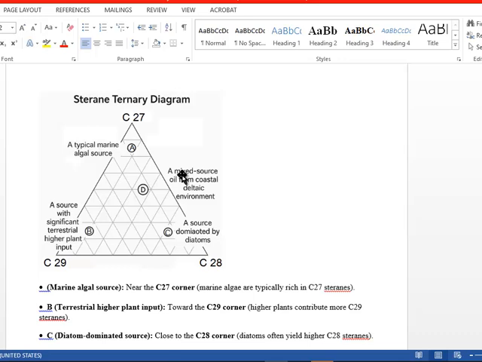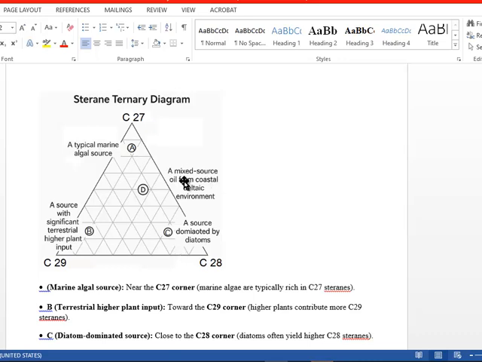But now you have a mixed source oil from a coastal deltaic environment. So this will be in the middle of A and C. You can see it is in the middle of A and C. So that is why it's closer to this place than to B. So it's closer to A and C than to B. B is on land. But A and C, they are both marine.